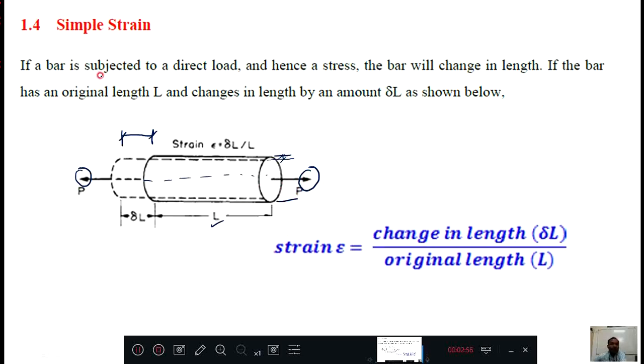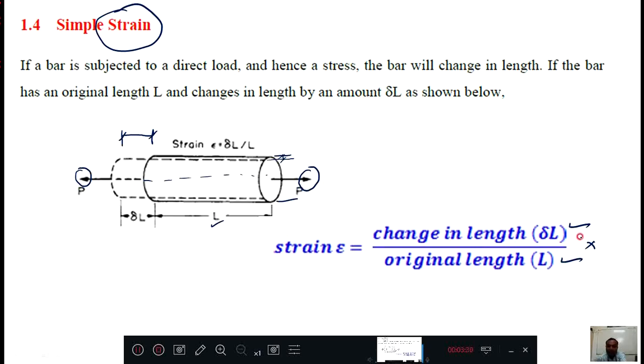Okay, then what is the strain? Strain is one parameter we use to measure that change in length. The formula is: strain is defined as change in length to the original length. Change in length means how much it is changed because of the applied load, and that we are comparing with the original length. Then you can also call it the percentage change in length, that is, change in length by original length.